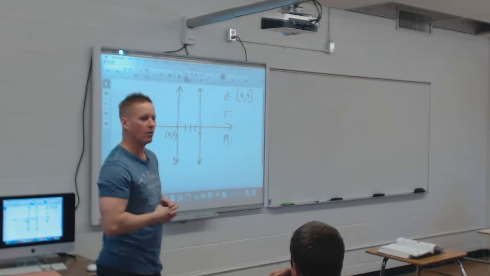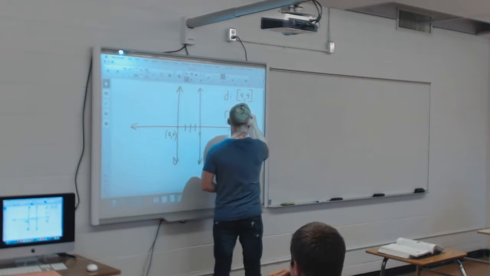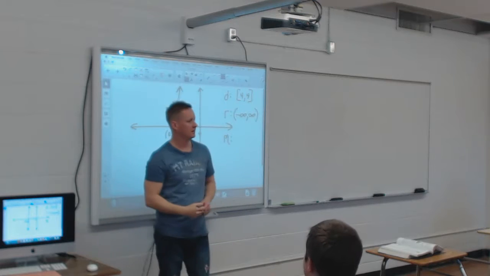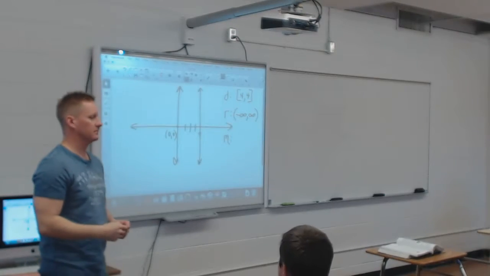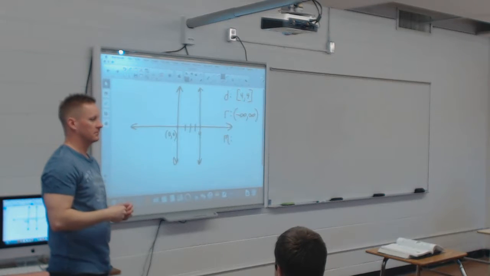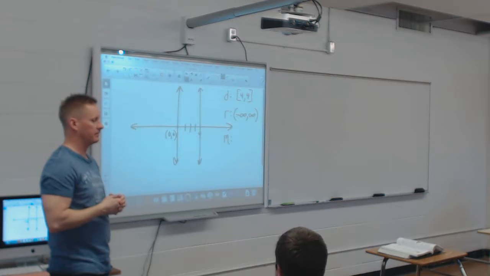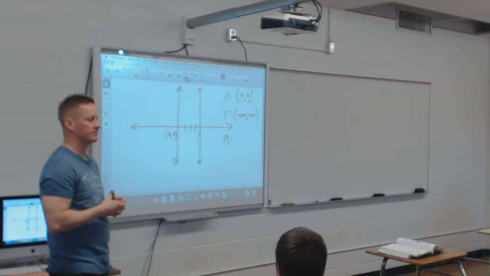How low does it go? Negative infinity. How high does it go? Positive infinity, right? Good. What is the slope of this line? Go ahead. What is the slope of this line?